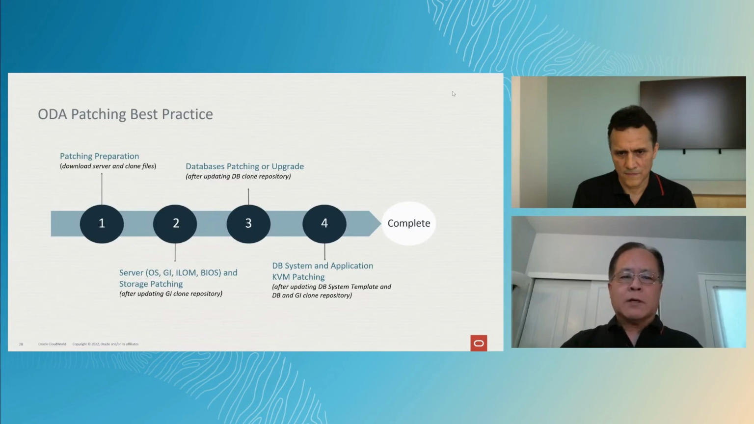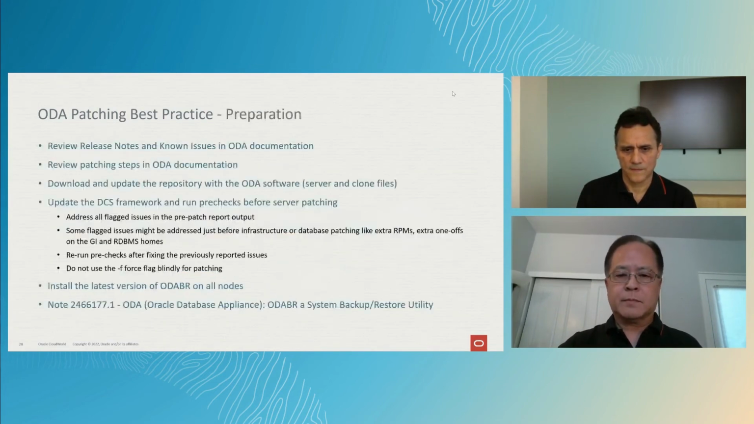The ODA patching involves 4 steps, and we'll go through each of the steps in detail. They involve patching preparation, server and storage patching, database patching, and then database system or database in KVM and application KVM patching.